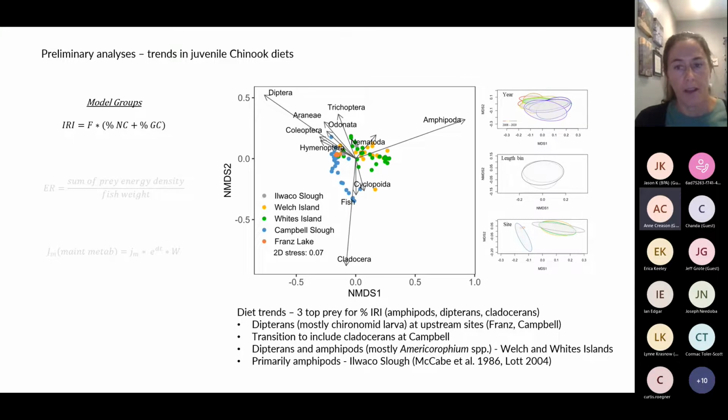So first with IRI, the index of relative importance, what it does is it looks at the frequency of occurrence of a prey item, and then its count, percent count, and percent weight in the diet. And so here's where we come up with that the three top prey for percent IRI are amphipods, dipterans, and cladocerans.